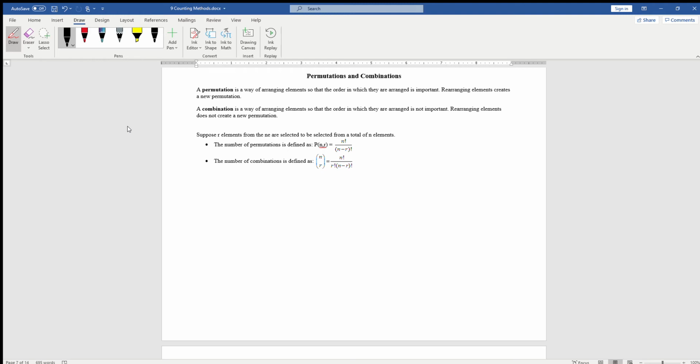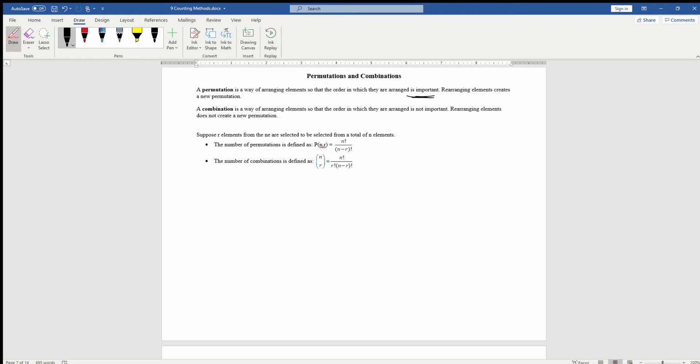So let's define them. A permutation is a way of arranging elements so that the order in which they are arranged is important. If you rearrange the elements, you create a new permutation. Whereas in a combination, if you rearrange the elements, you don't get a new combination.